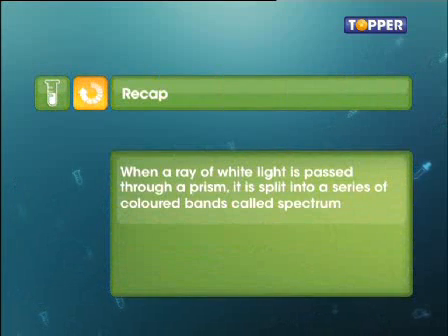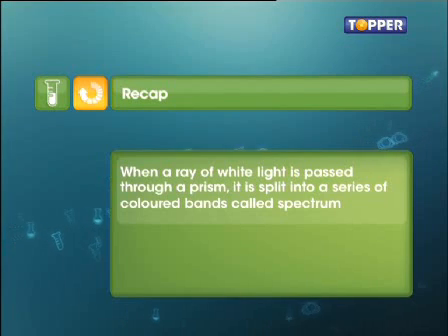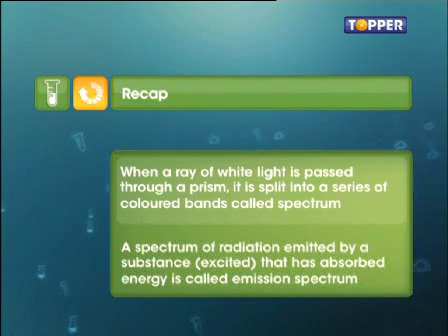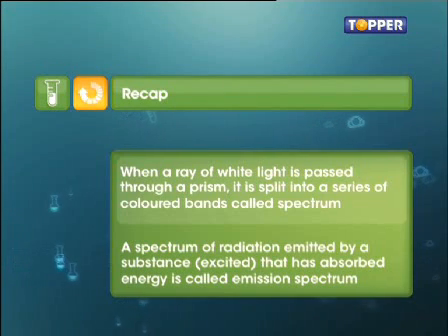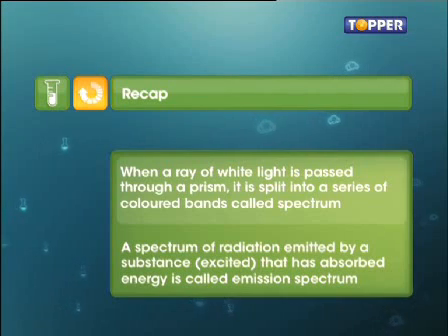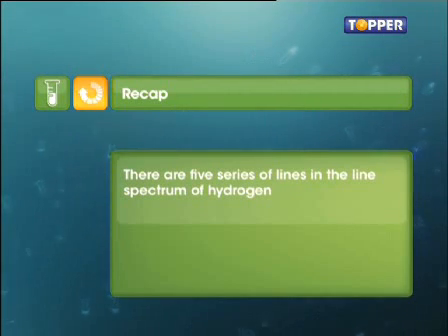In today's episode, we studied that when a ray of white light is passed through a prism, it is split into a series of colored bands called a spectrum. A spectrum of radiation emitted by a substance that has absorbed energy is called an emission spectrum. There are 5 series of lines in the spectrum of hydrogen.